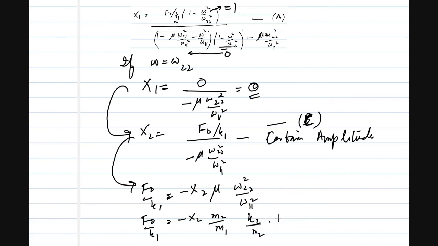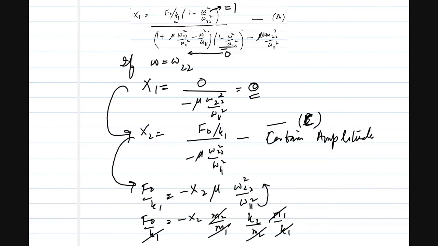If I invert it, it gets m1 over k1 because it's in the denominator. When we take it to the numerator, it actually gets inverted. So this is cancelled with this, this is cancelled with this, this is cancelled with this. With all these terms cancelled, you get f naught equals minus k2 x2.